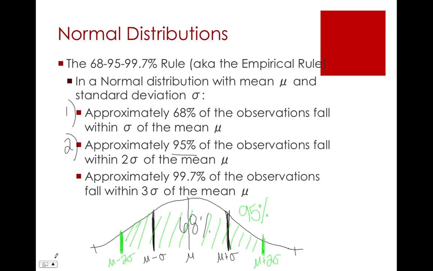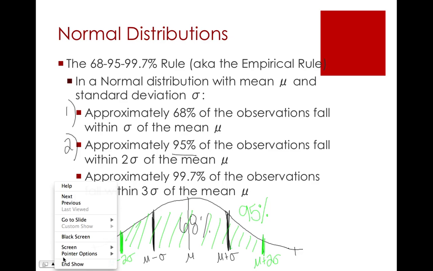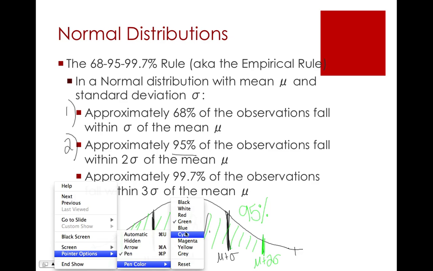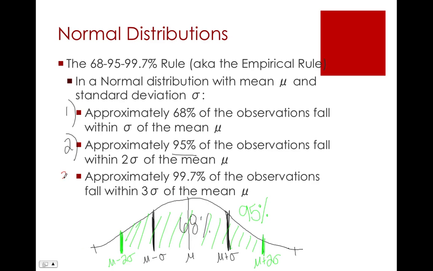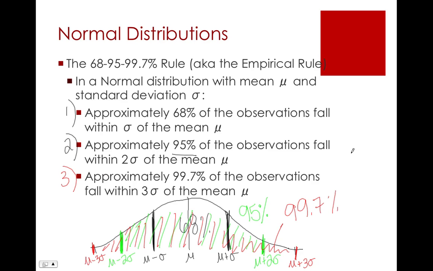And if I go out 3 standard deviations in both directions, let's try red. If I go all the way up to here and all the way down to here, mu plus 3 standard deviations, mu minus 3 standard deviations, I get all of this. It's not 100%, it's 99.7%.